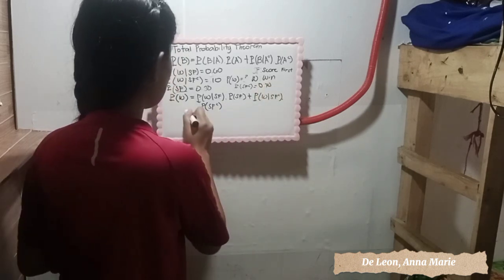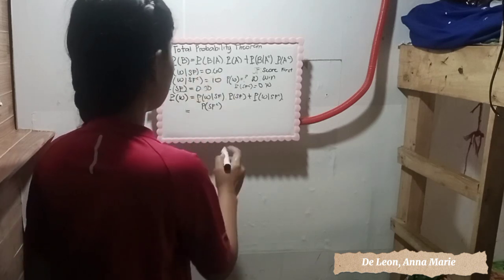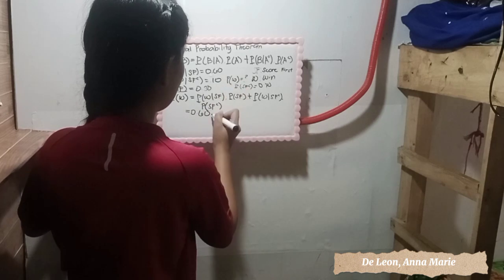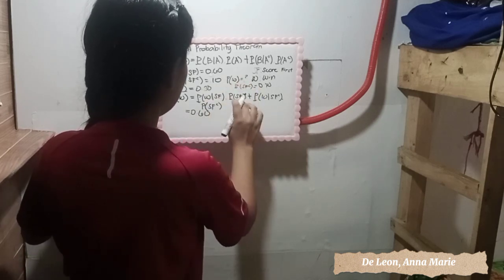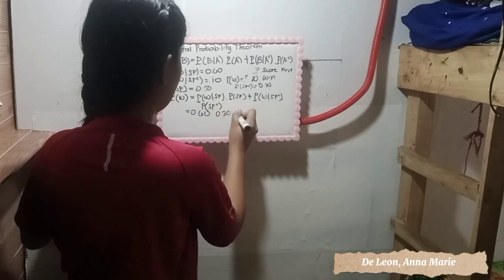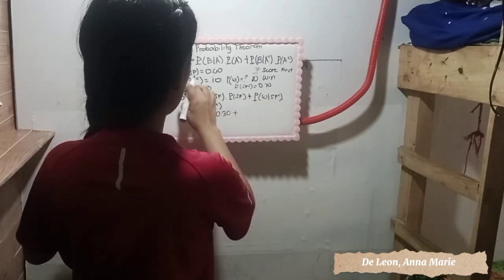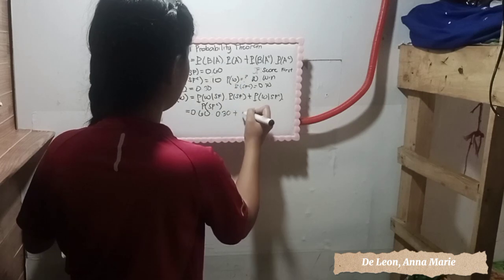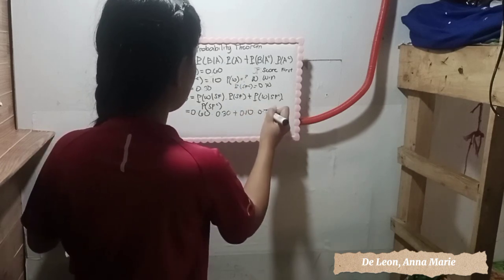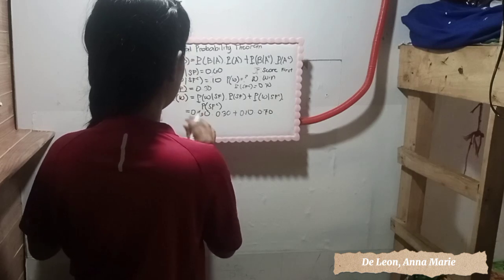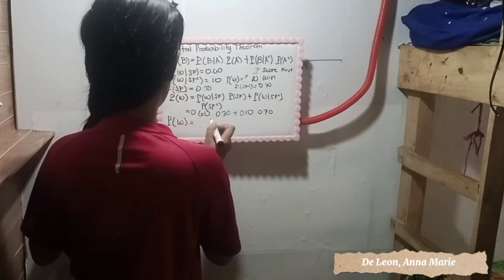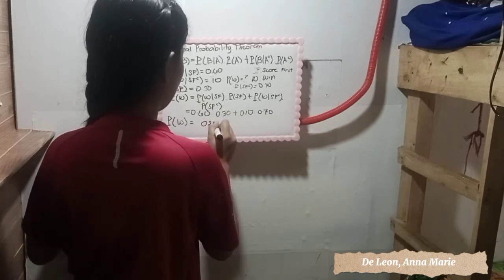So we're going to substitute the values. Here we get 0.60 times 0.30 plus 0.10 times 0.7, and we get the probability of win is equal to 0.25.